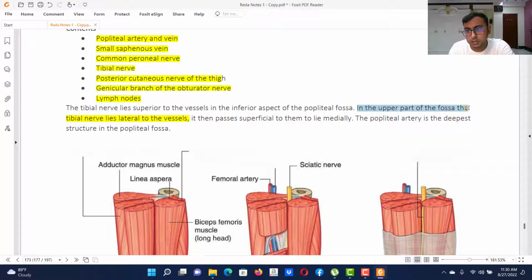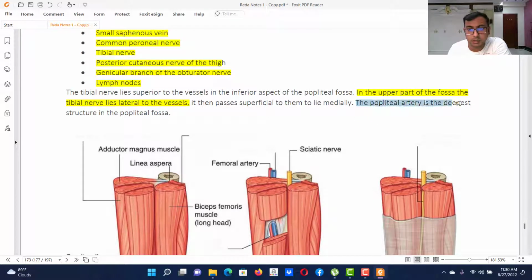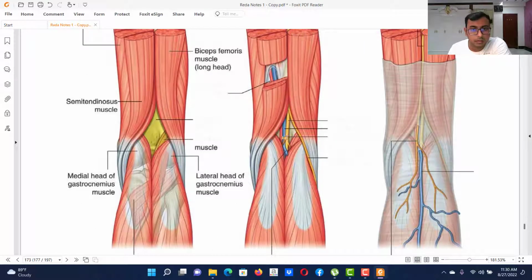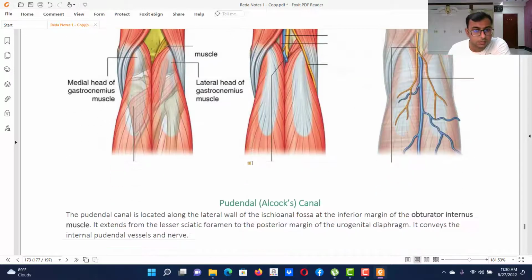One thing you must know is that the tibial nerve lies superficial in the popliteal fossa, just adjacent to the skin, and the deepest part is the popliteal artery. So the popliteal artery is the deepest structure in the popliteal fossa. This is the tibial nerve, most superficial, and the popliteal artery is the deepest.